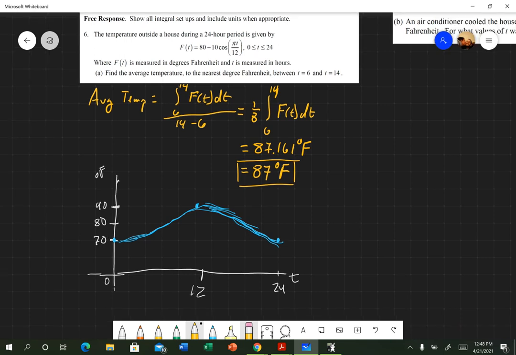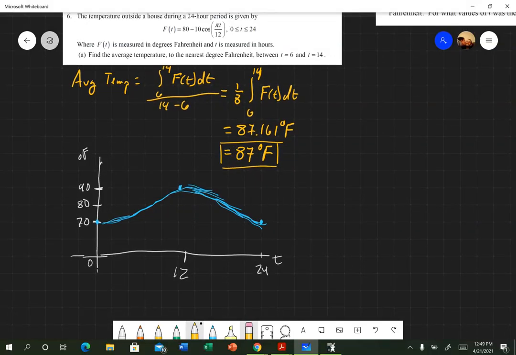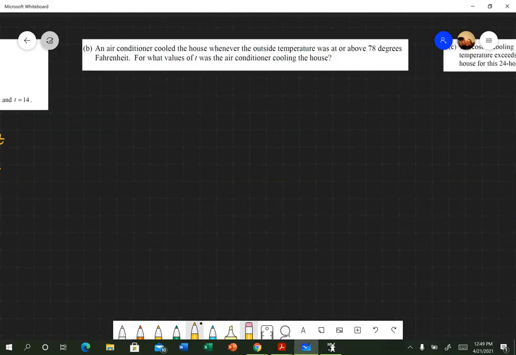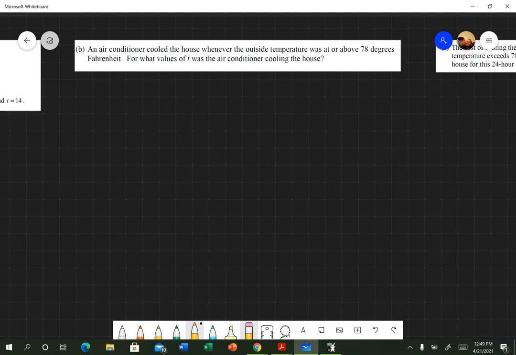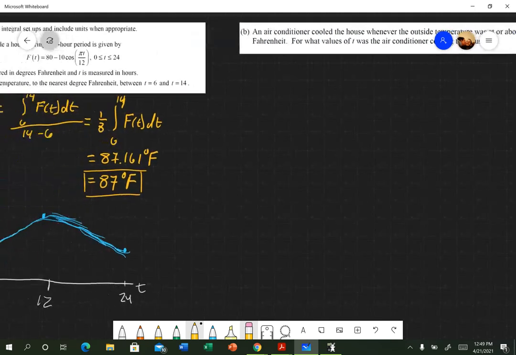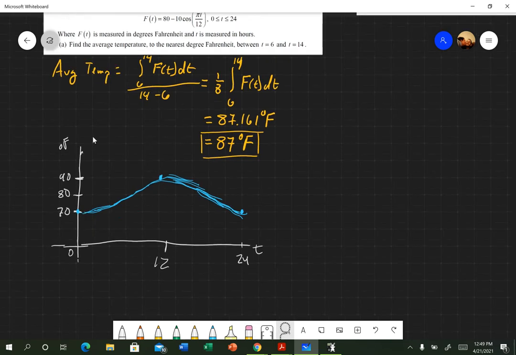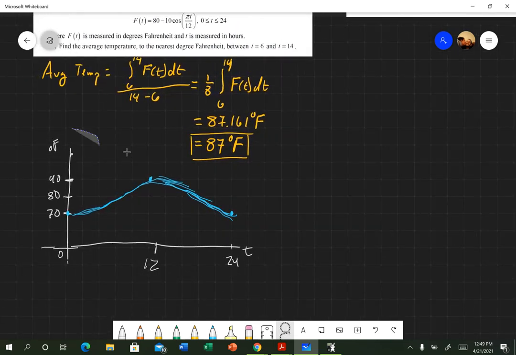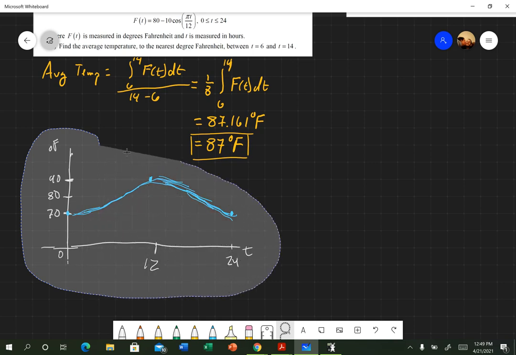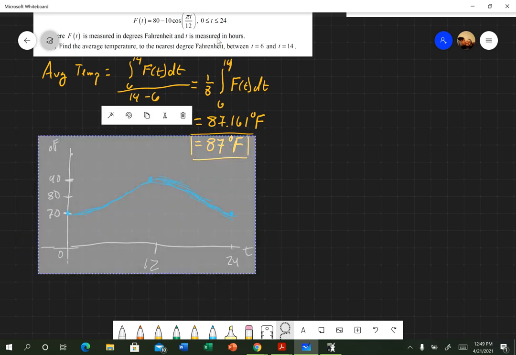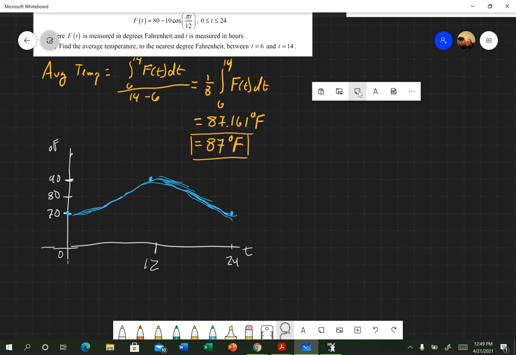Now, part 2 of this problem. Okay, so part 2 said an air conditioner cooled the house whenever the outside temperature was at or above 78 degrees Fahrenheit. For what values of T was the air conditioner cooling the house? Okay, so let's go back to this drawing. And if I can, I'm going to try to grab it. Okay, let's see if I can copy it. And then I'm going to paste it.